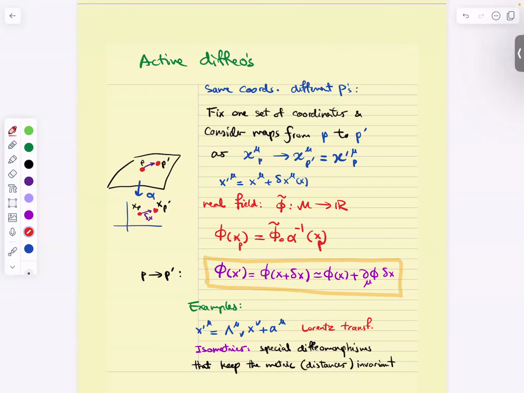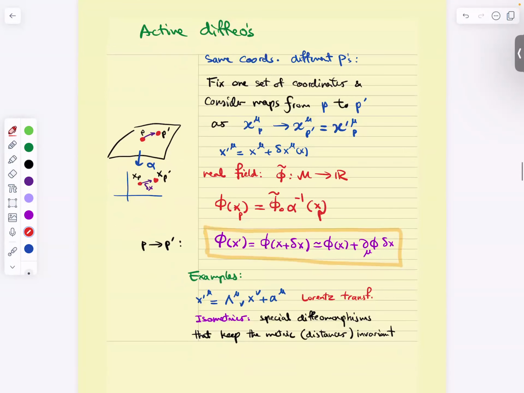So I'm describing to you what tensors are, and that physics should always be written as a bunch of tensor equations, so that it's independent of the coordinate system. An example of an active transformation is a Lorentz transformation. x prime mu is lambda mu nu x nu plus a mu. These are nice because they're isometries. So what is an isometry? It is a diffeomorphism that preserves the metric.